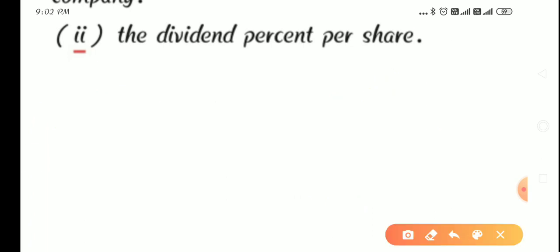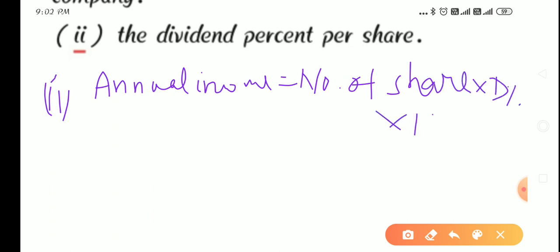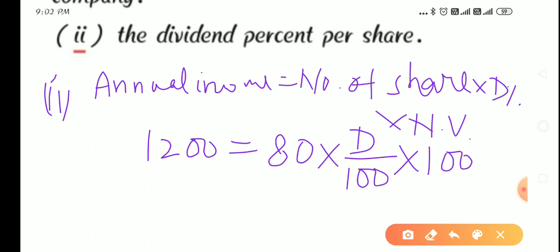Annual income formula you will use. You know annual income equals number of shares multiplied by D% multiplied by NV of one share. Now you can put the value. Annual income 1200 you are having. Number of shares 80 you just before calculated. Multiplied by dividend percent D upon 100, we have to calculate this, multiplied by NV 100 rupees, it is given.